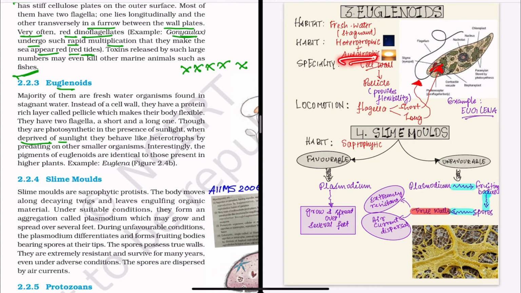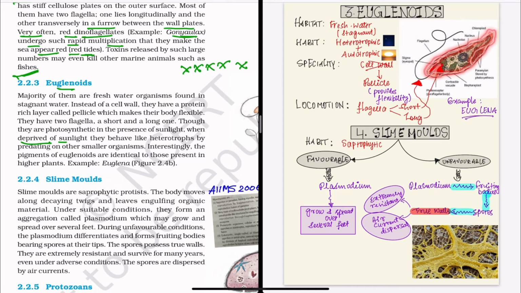Their speciality is that they do not have a cell wall. Instead of a cell wall, they have a protein-rich layer called pellicle, which makes their body flexible, which provides flexibility. This thing is covered by pellicle. They do not have a cell wall. This is pellicle, and it makes their body flexible.